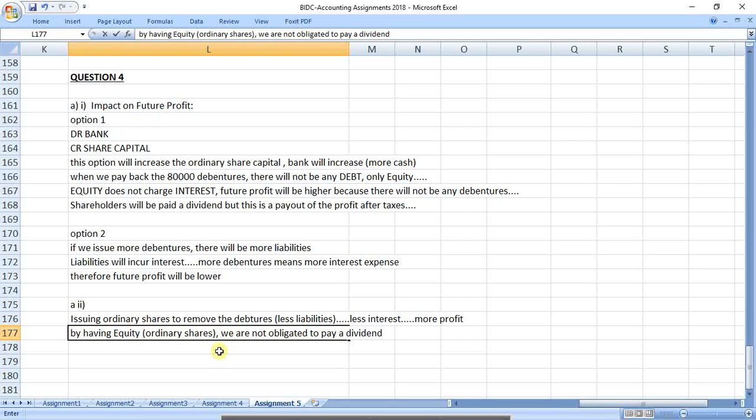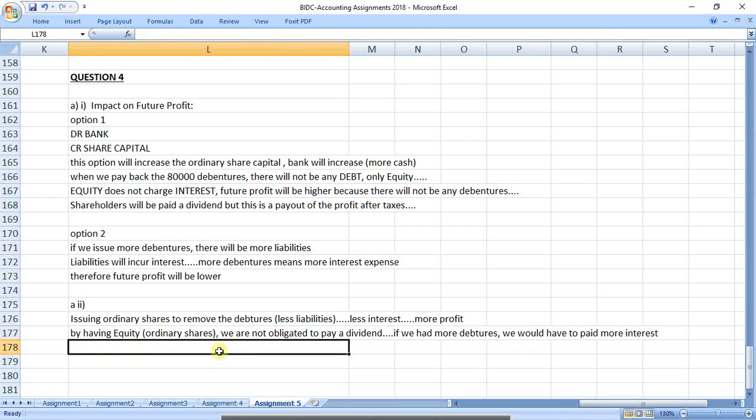Okay, companies can choose to pay a dividend or not. They don't have to pay any dividend if they don't want to. Okay, remember, companies sometimes keep profit so they can grow. But if I take out a loan, do I have to pay interest? Yes, I do. So that could be an advantage as well. It could be a reason why you would motivate them to do it. Okay, so by having equity, ordinary shares, we are not obligated to pay a dividend. If we had more debentures, comma, we would have to pay more interest. Right, and that's obviously another motivation.